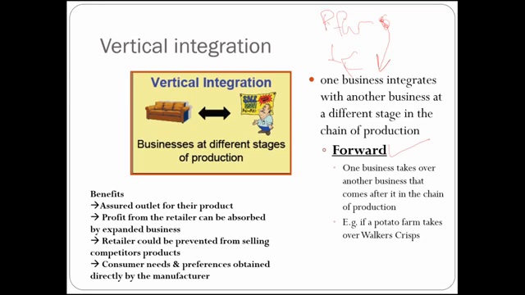Don't memorize the benefits, just understand them because they are totally clear. So imagine you are an owner of the farm and you decided to merge with a factory. Of course you'll make sure that your products will go immediately to the factory. The factory will buy them, and of course the factory will be able to produce the goods and sell them. And of course we can say the retailer could be prevented from selling competitors' products. So this factory will not produce other products, will not take potato from other farms, you will take only from your farm. So this is the main benefit in forward vertical integration.